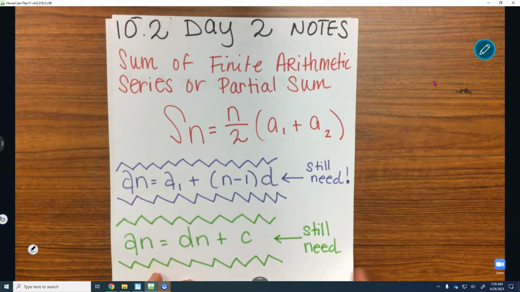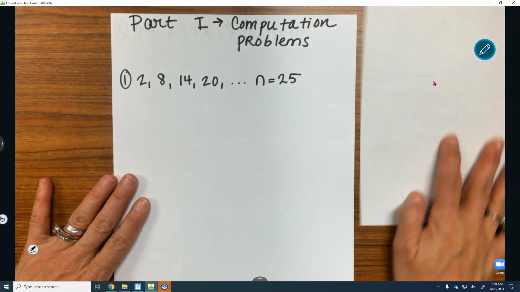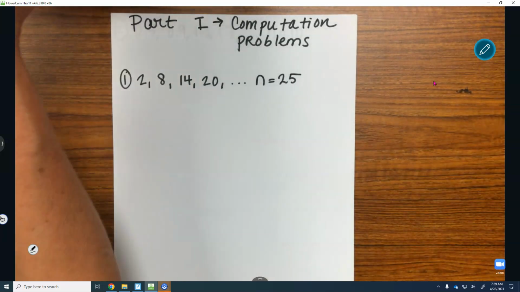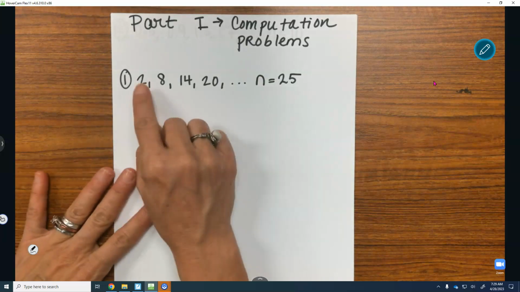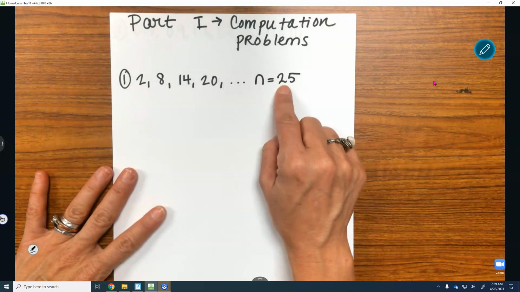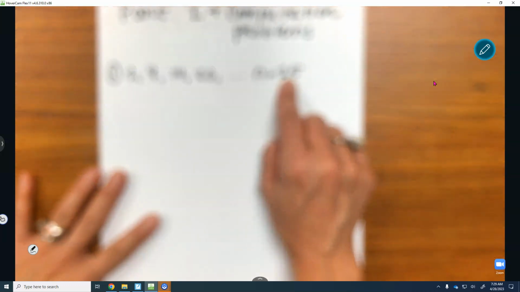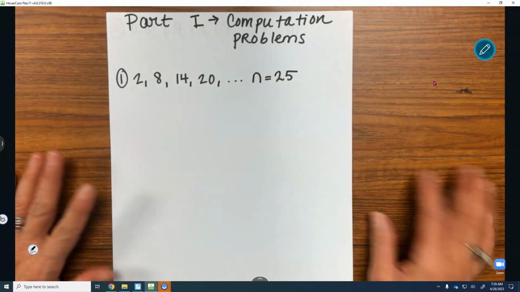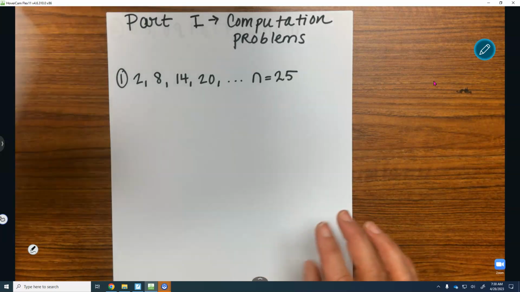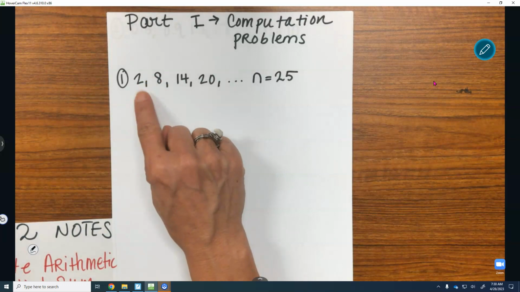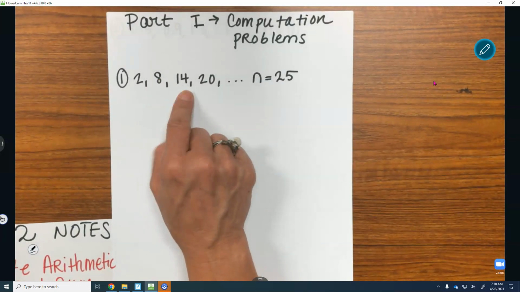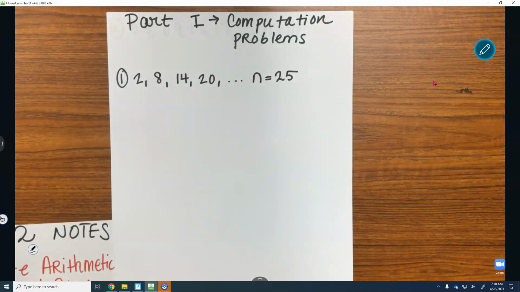Okay, let's go ahead and look at part one. So guys, part one is just finding the partial sum of those numbers. So it looks like we want to find the partial sum of 2 all the way up to the 25th term. I have no idea what the 25th term is. So I do know the difference very clearly. I can see that the difference from 2 to 8 is 6, from 8 to 14 is 6, from 14 to 20 is 6.